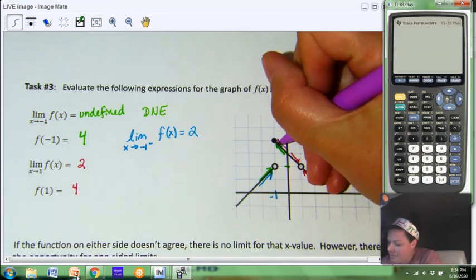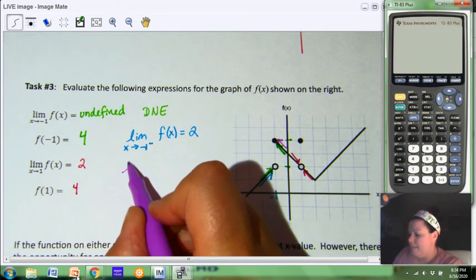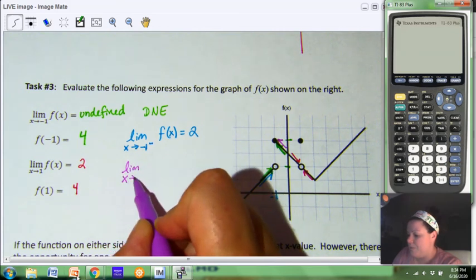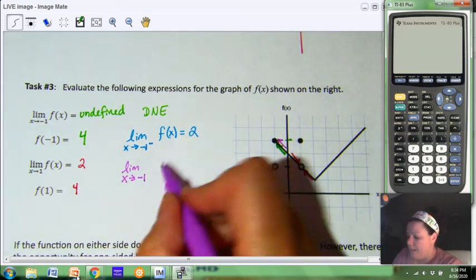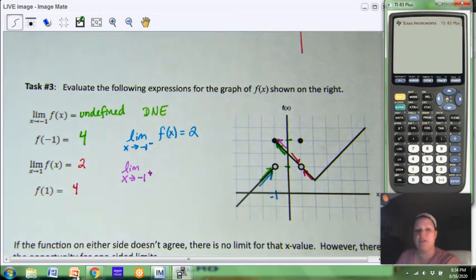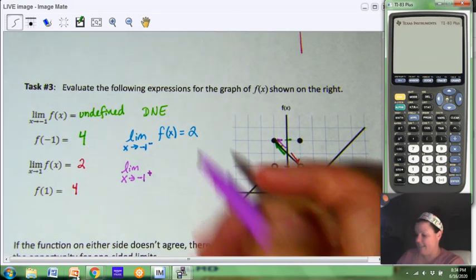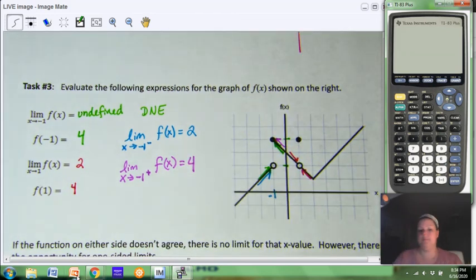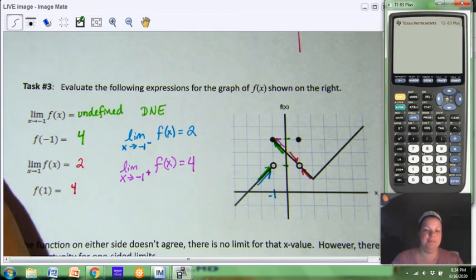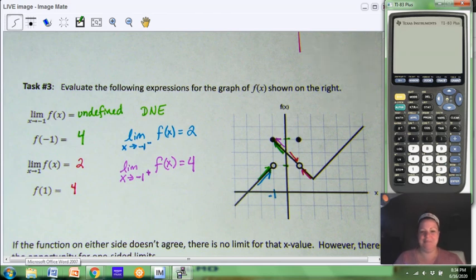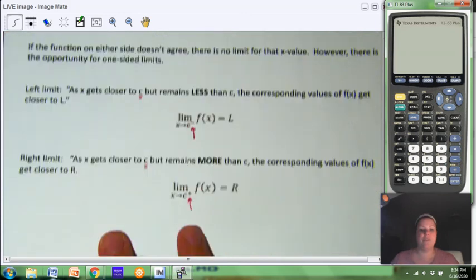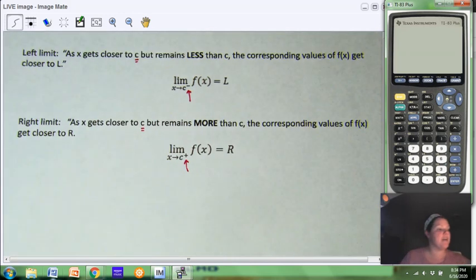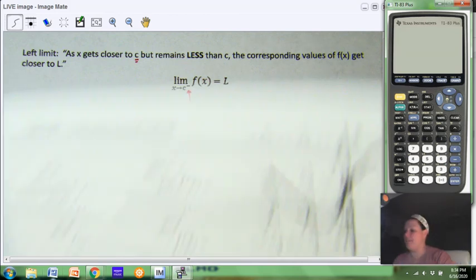Now, if we talk about what happens from the right, the limit as x approaches that -1 x coordinate, but this time from the right-hand side. We're going to use a little plus sign to talk about the right-hand side, and we're going to say f of x is equal to 4. So again, those are your two limit definitions that talk about your one-sided limits. So we're going to do one final task that goes through a couple of these examples super quick.